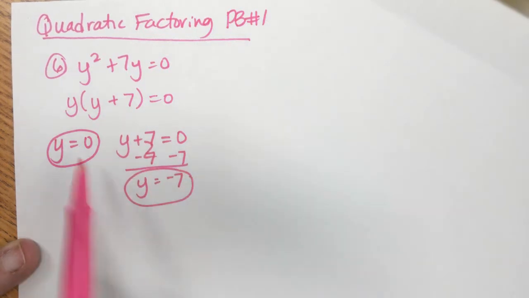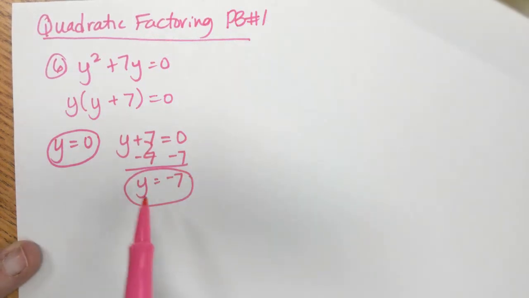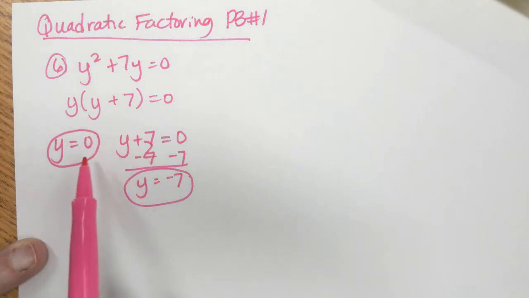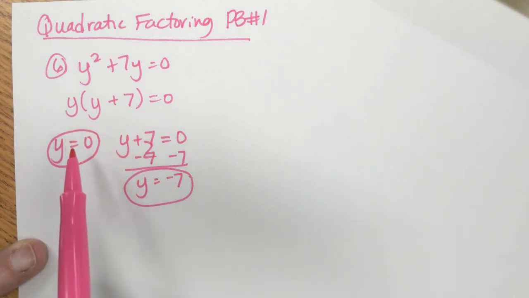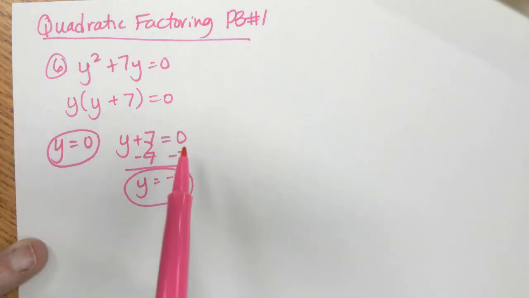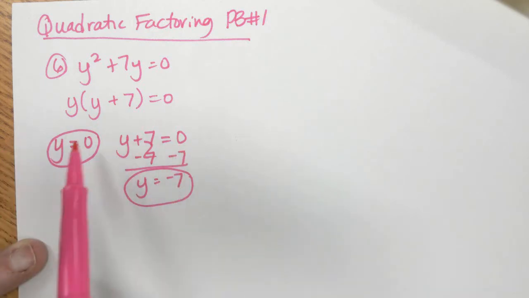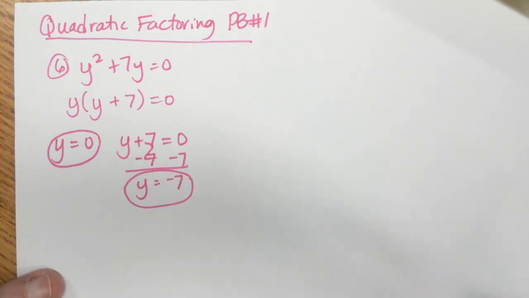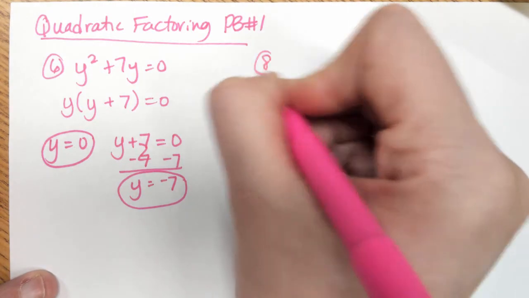I had a lot of people look at me funny today when I did this, but remember, if one of your factors is just a letter, it's already set equal to 0, you don't have to do any more solving. We set every single one of our factors equal to 0. And since this one set equal to 0 is already done, I'm done with that one. I have to solve this one, so my two solutions are 0 and negative 7. Okay? Let's look at number 8.